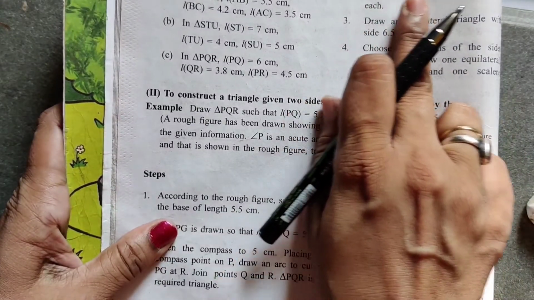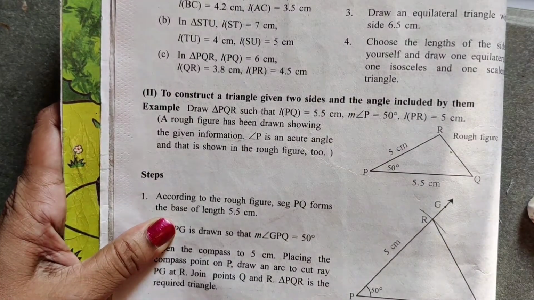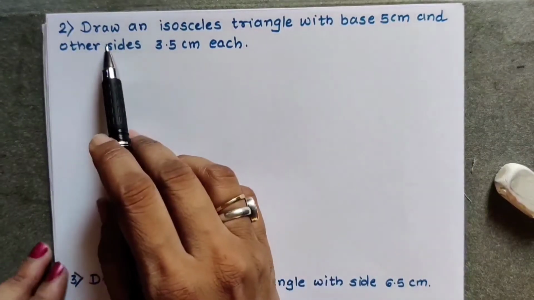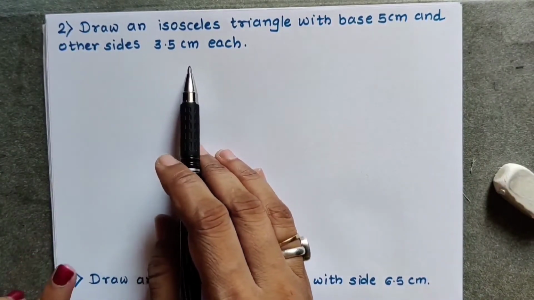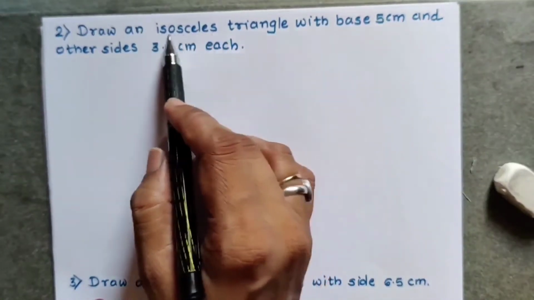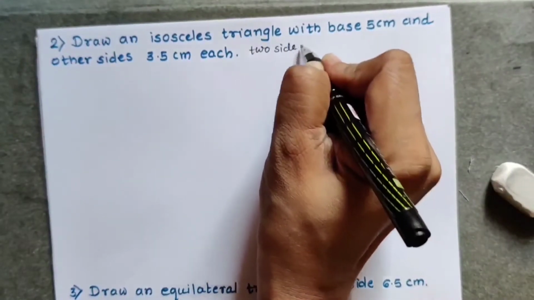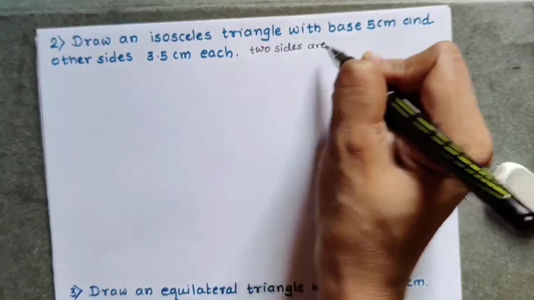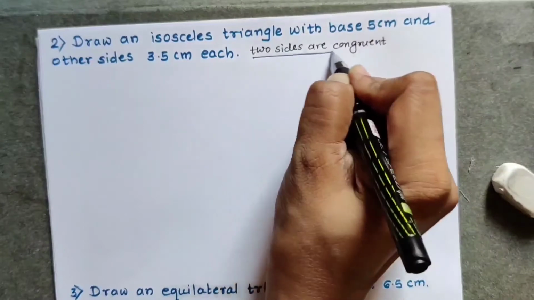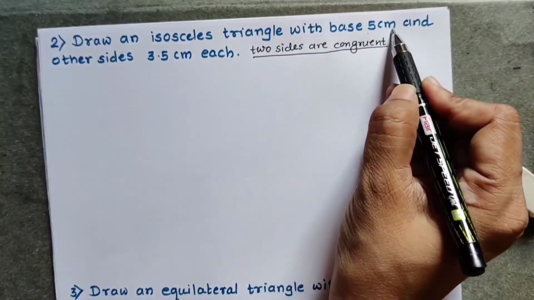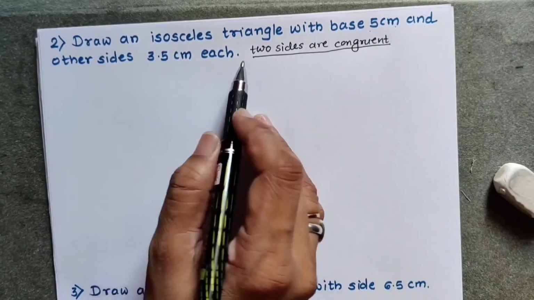Now let us see the second question, how to construct the isosceles triangle. The question is to draw an isosceles triangle with base 5 cm and other side 3.5. So we all know the meaning of isosceles triangle. Isosceles triangle means what? Two sides congruent. A triangle in which two sides are congruent is known as isosceles triangle. So we have to draw such a triangle where two sides are congruent. Base is 5 cm and the other two congruent sides are 3.5 cm each.